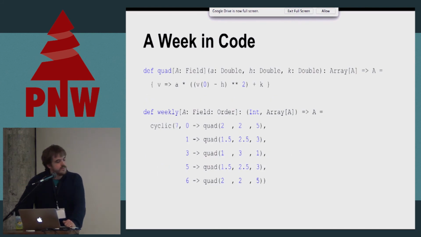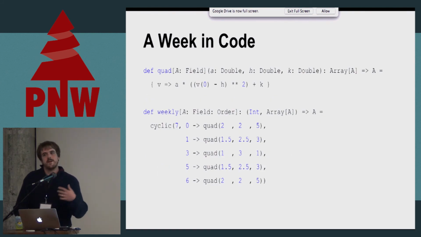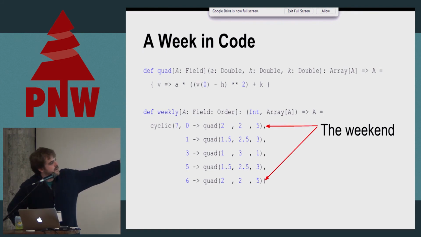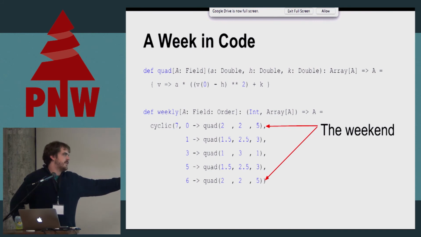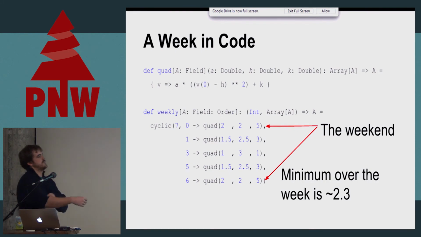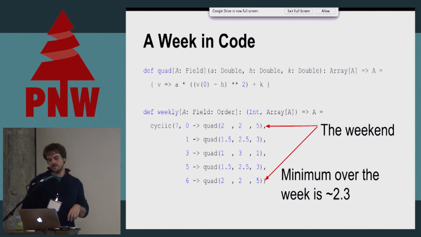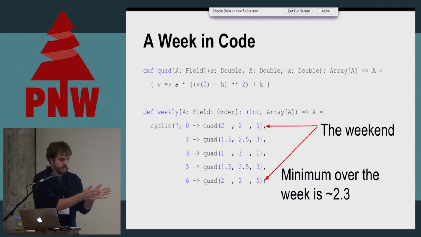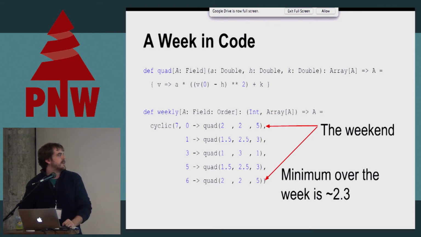Then we implement this little function that'll be periodic over the week. The important thing is that we have our weekends where our values are a little bit higher and shifted, and then we have our weekdays that are a little bit different. The minimum over the week is 2.3, so that's really where we're trying to hit. This is basically one dimension; we're just focusing on getting the proper x value, and that should be 2.3, the minimum. So our goal is to get as close to that as possible.